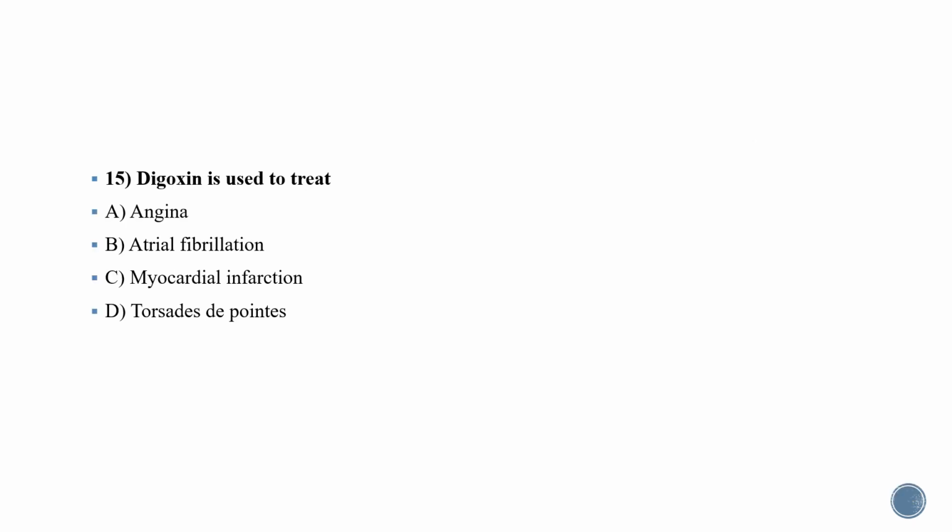Okay, so question number 15. Digoxin is used to treat. The options are angina, atrial fibrillation, myocardial infarction, and torsade de pointes. So here the correct answer is option B, that is atrial fibrillation.